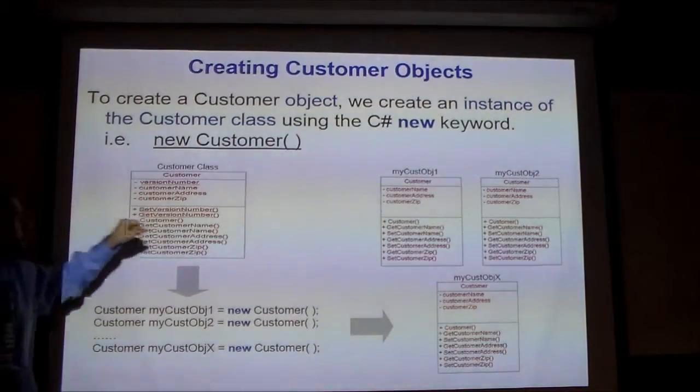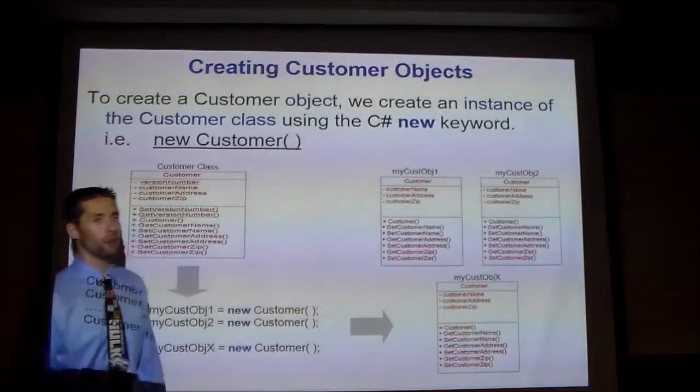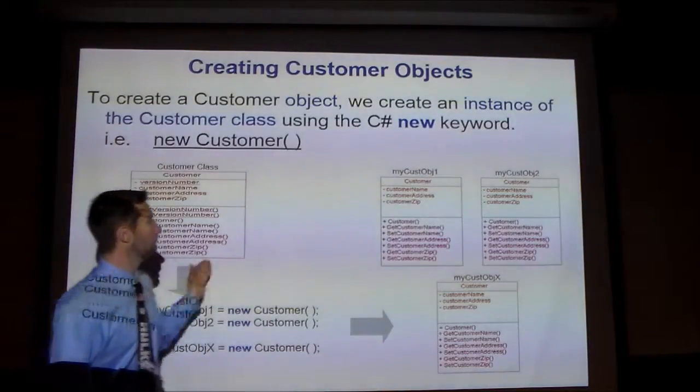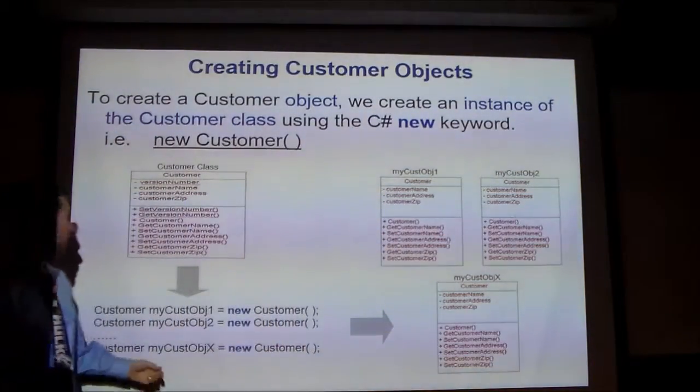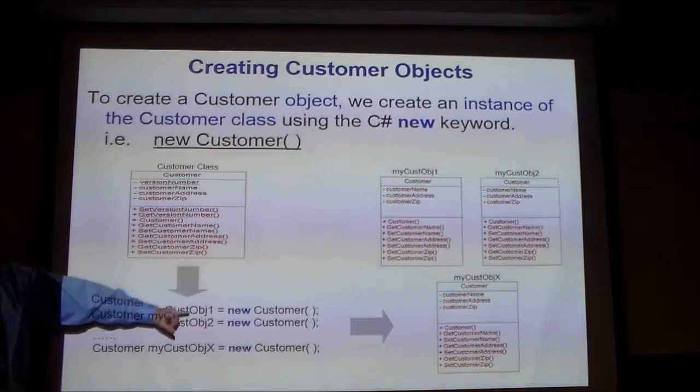So like a 3D printer. You push the button, and out comes one of these with all the attributes that it's supposed to have. Push it again, out comes another one. Okay. And to push the button, you use this syntax right here.